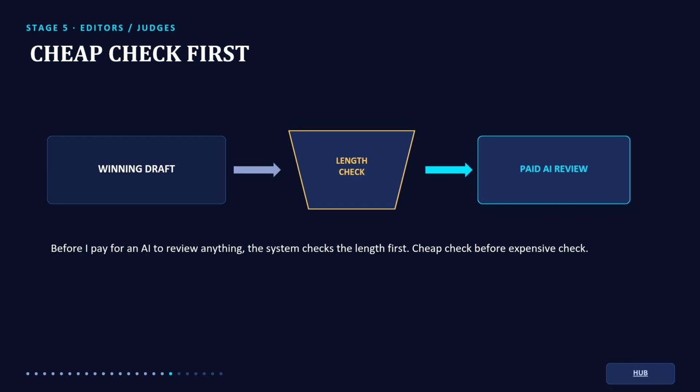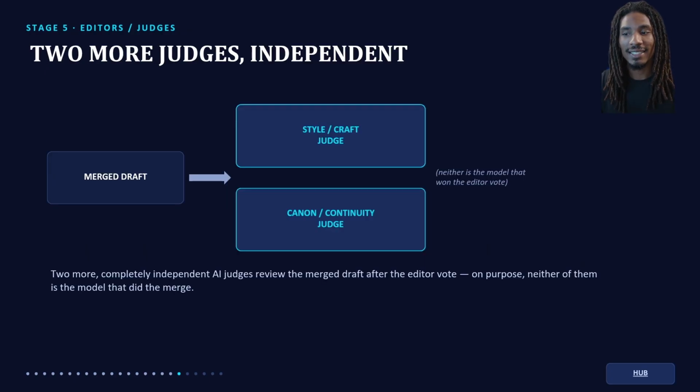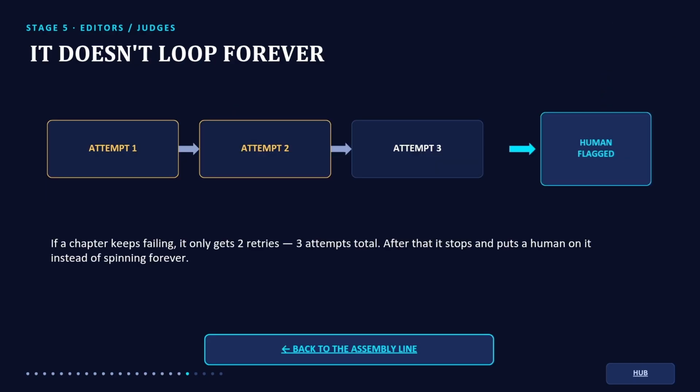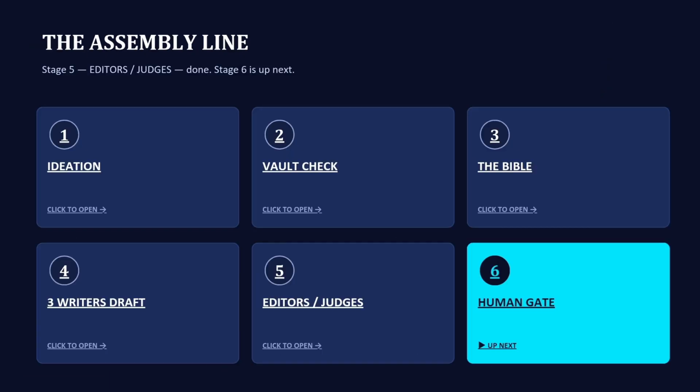And before I pay for an AI to review anything, the system checks the length first. Cheap check before the expensive one. Then 2 more, completely separate AI judges, review it after that. And neither of them is the model that did the merge. That's on purpose. If a chapter keeps failing, it only gets 2 retries. After that, it stops and puts a human on it instead of just looping forever. That's editors and judges. Back to the assembly line. Human gate is up next.